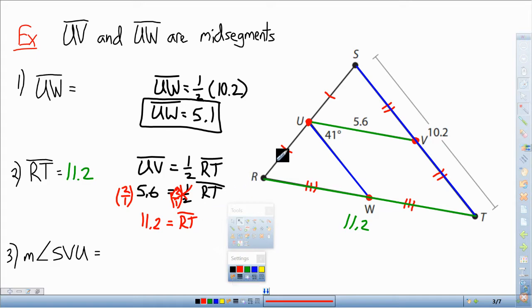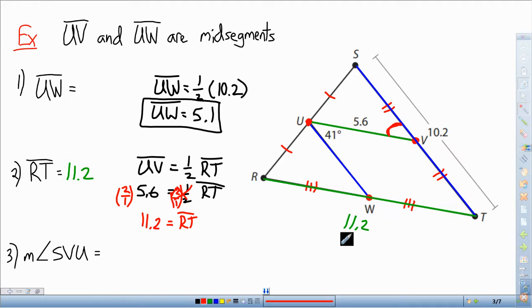Okay, let's find where that angle is. Remember, when we name angles with 3 letters, we're starting on one side, going around the angle to the other side. So angle SVU, that's this angle right here. So this is what we're looking for.